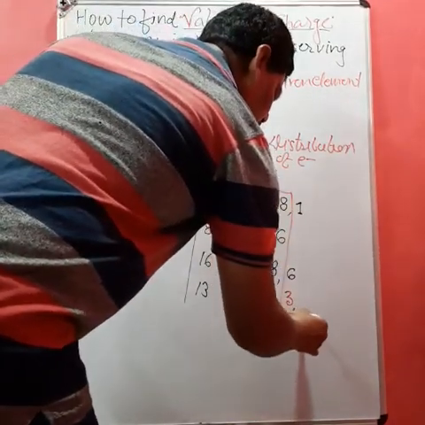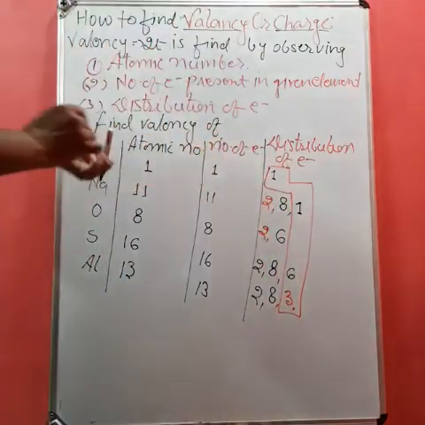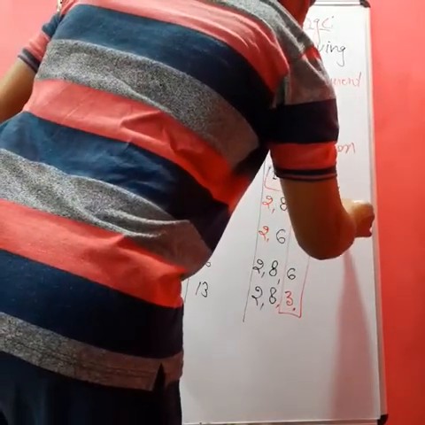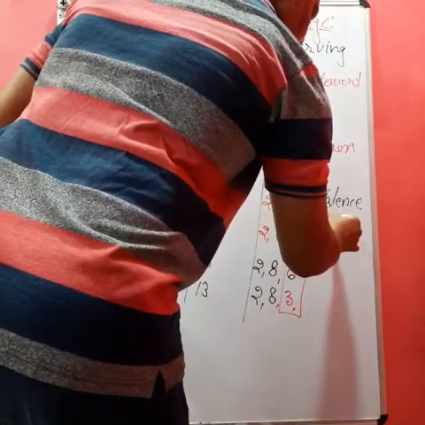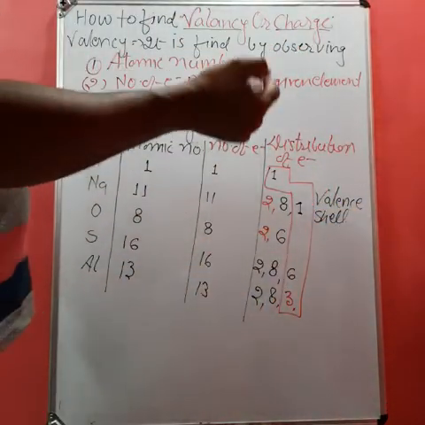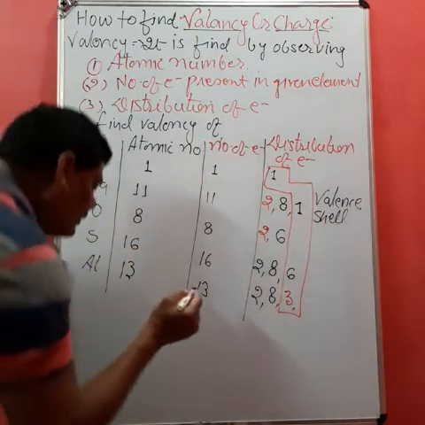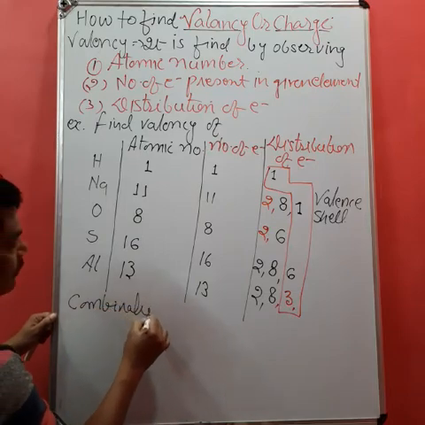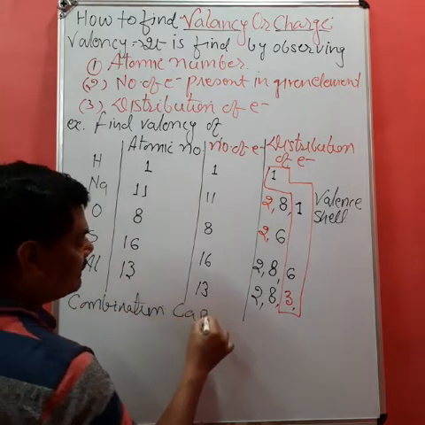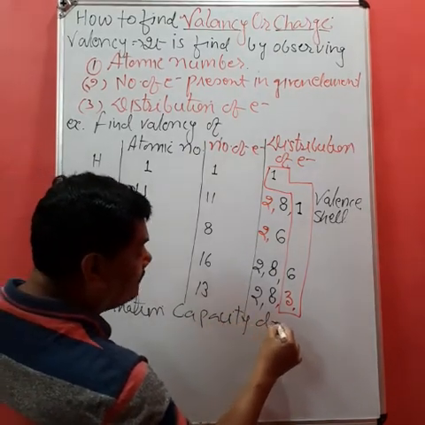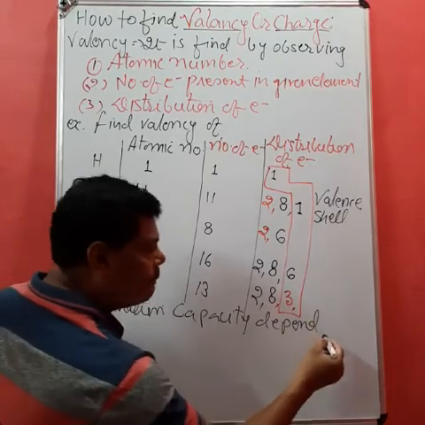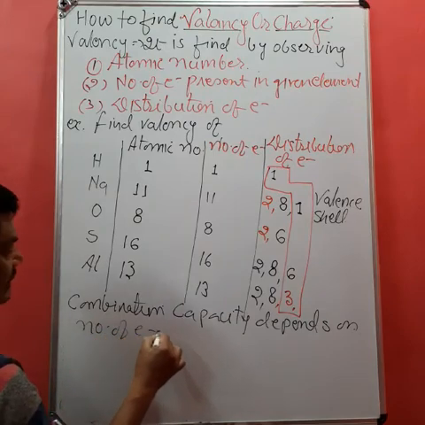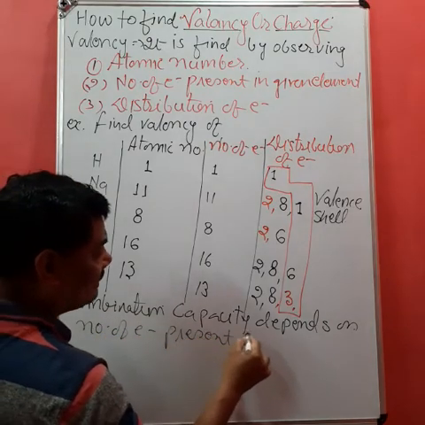So this shell which is present just at the very outside of an atom is known as the valence shell. This is termed the valence shell. So what is combination capacity? It depends on the electrons present in the valence shell. Okay. Combination capacity depends on the number of electrons present in the valence shell.